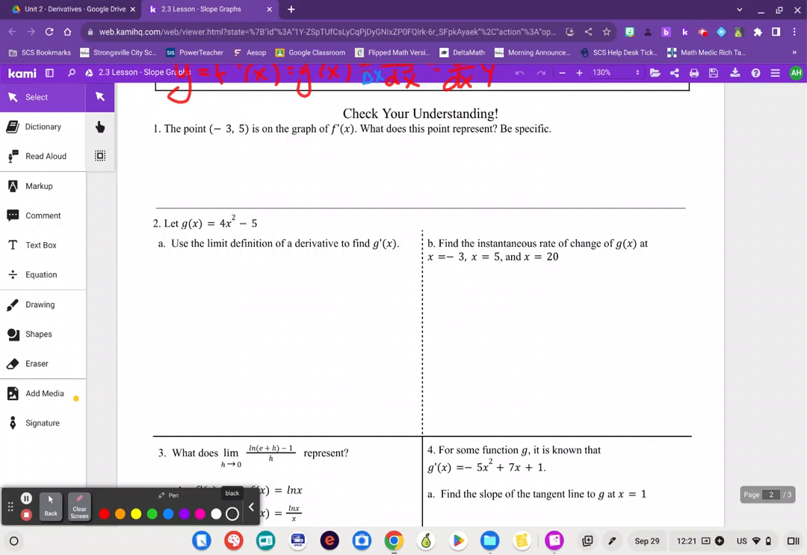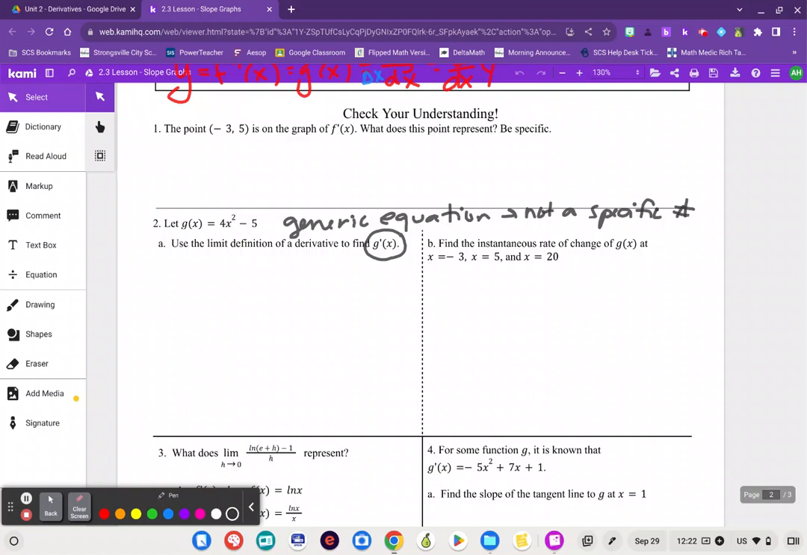So I'm given the g function, g of x equals 4x squared minus 5. It says use the limit definition of a derivative to find g prime of x. Notice it says g prime of x. There's no specific a value or no specific x value, which means that I want to find a generic or a general equation, not a specific number. This is not going to give us a specific number. Okay, and I think we saw that in class, but again, I just want to make sure we understand that process.